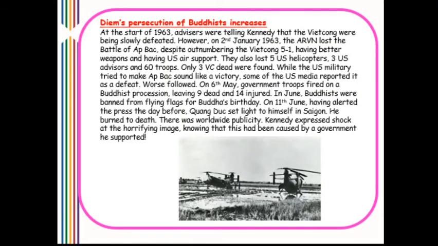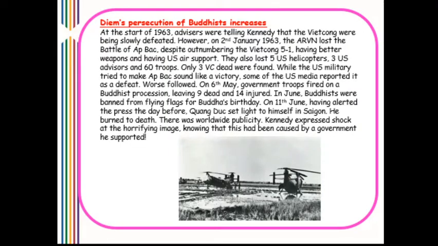So, increased persecution of the Buddhists by Diem. At the start of 1963, advisors were telling President Kennedy, so by this point it's Kennedy that's taken over as president, not Eisenhower anymore, that the Viet Cong were being slowly defeated. However, on the 2nd of January 1963, the ARVN lost the Battle of Ap Bac, despite outnumbering the Viet Cong 5-1, having better weapons and having US air support. They also lost 5 US helicopters, 3 US advisors and 60 troops. Only 3 VC dead were found.